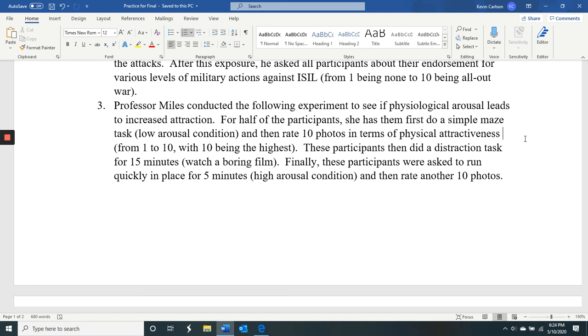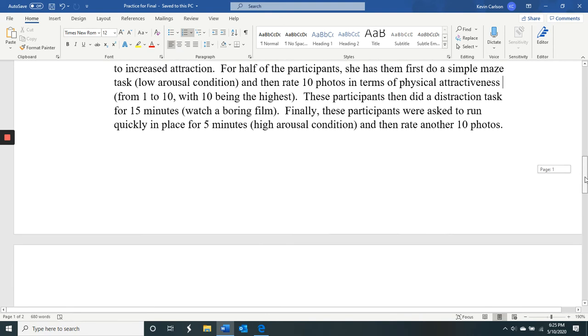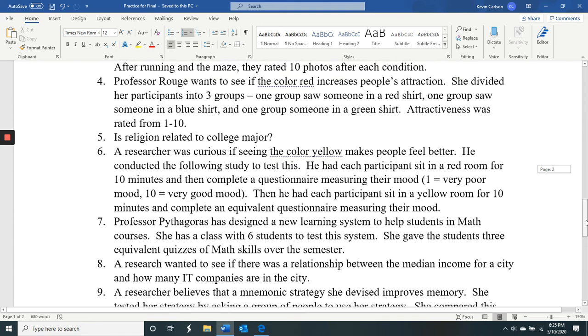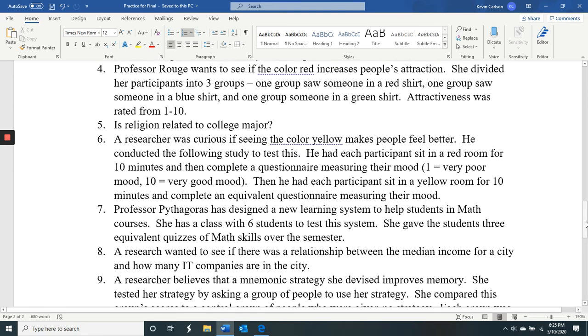Paired t-test comparing two levels of a variable that's nominal, that's within subject's design. So for every person, we're going to see whether they had a higher rating of attraction when they were under conditions of high arousal versus under conditions of low arousal. So this is a paired t-test. We're comparing two things, and it's within subjects design. Okay, number 4.